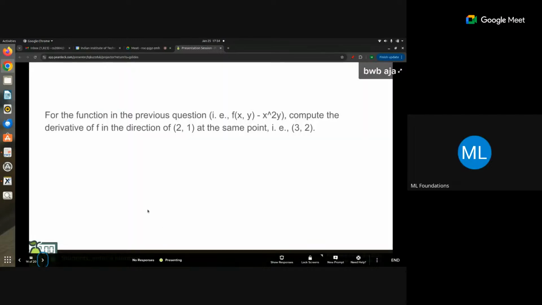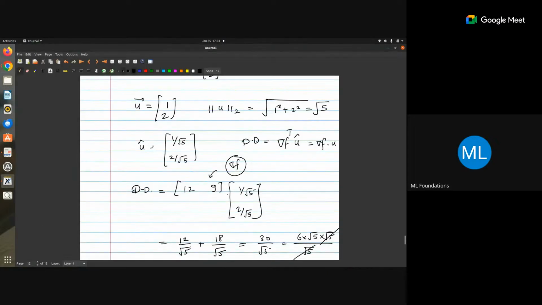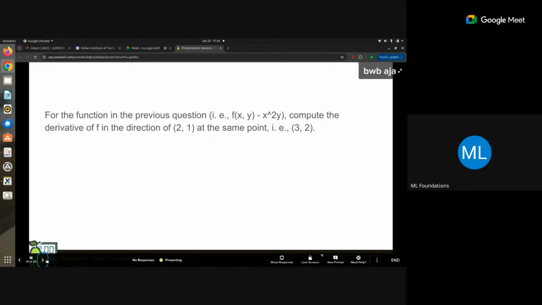So for the previous question, compute the directional derivative. I think you can do this. This is the same function that is given. What is the only difference here? The direction is different, and what you have to do is use 2 by root 5 and 1 by root 5. So the same gradient, you just have to multiply with this. Then it will become 24 plus 9, which is 33. 33 root 5 should be the answer for this question. I'll skip this one because it is the same question.